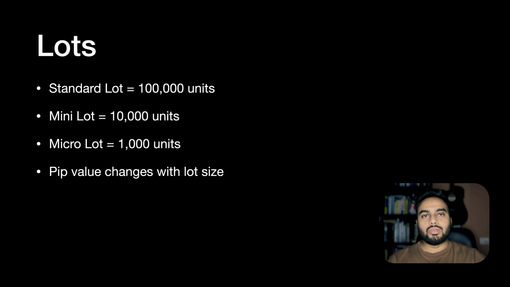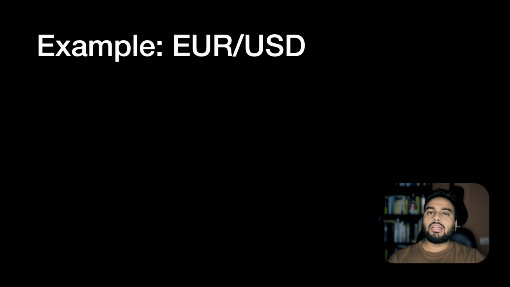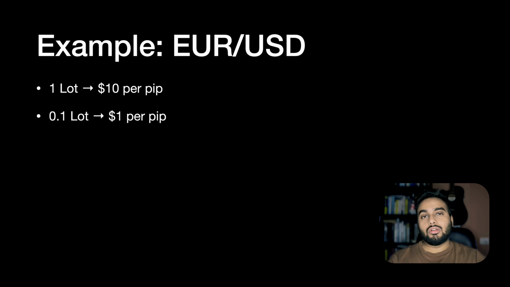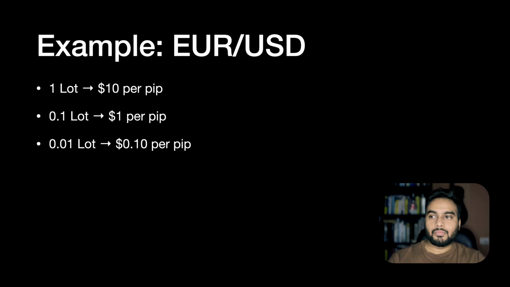Let's put numbers to it. On EUR/USD, one standard lot equals $10 per pip. One mini lot equals $1 per pip. And one micro lot equals 10 cents per pip. So if price moves 10 pips with one standard lot, that's $100. With a mini lot, that's $10. With a micro lot, just $1. Same market move but very different outcomes depending on your lot size.